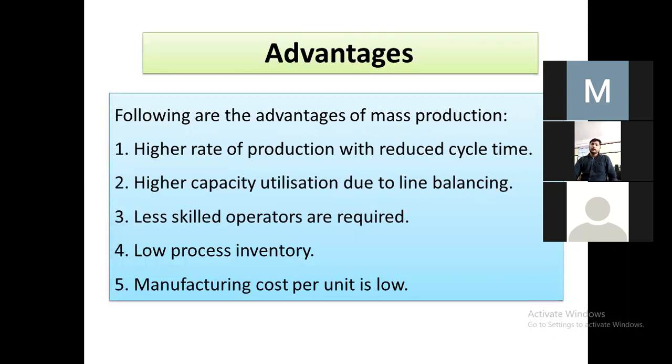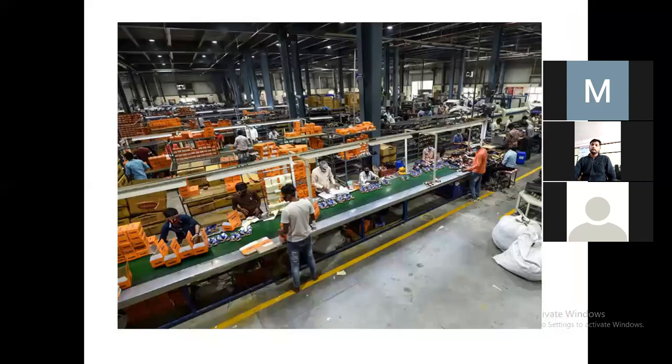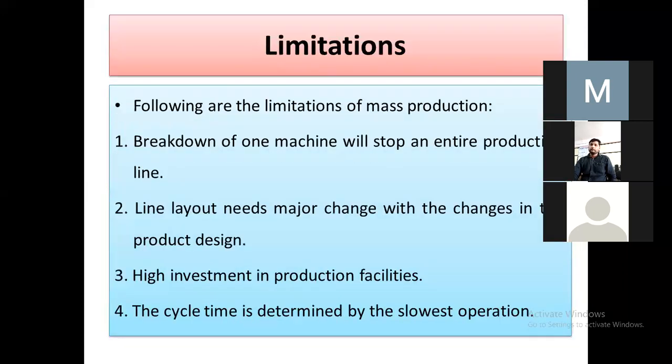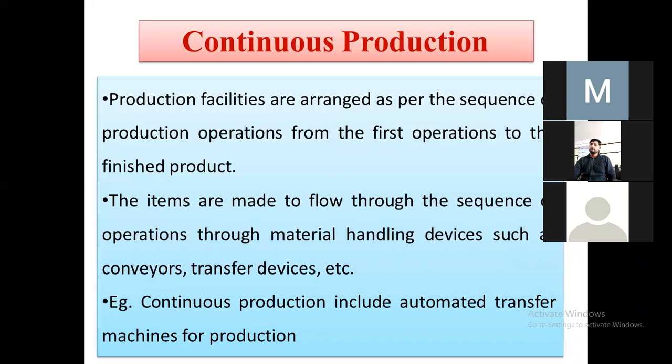Now you better understand what is meant by continuous production. So what are the different advantages or limitations of continuous production? That we are going to see now. Production facilities are arranged as per the sequence of production operations from the first operation to the finished product. So we have to arrange them sequentially. After the performance of one task, then only the second task will be performed on that particular job or product. So sequencing the operations is an important part.